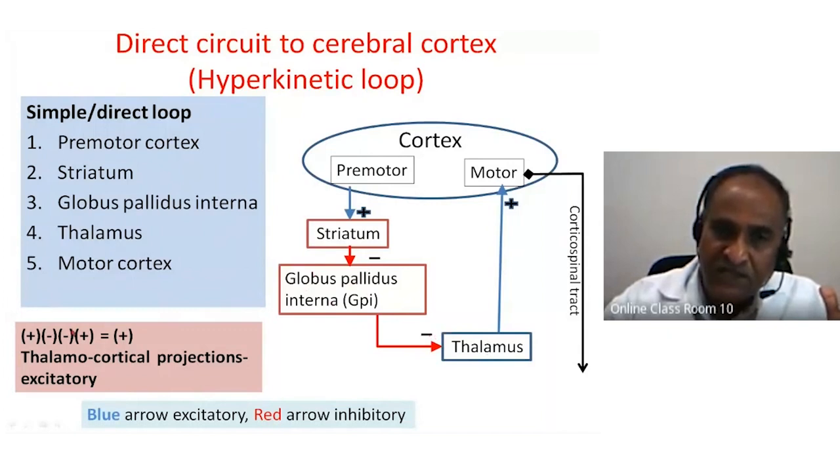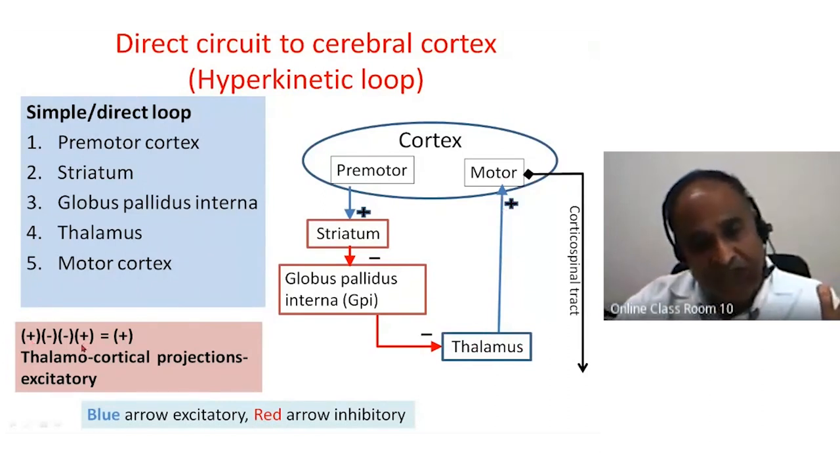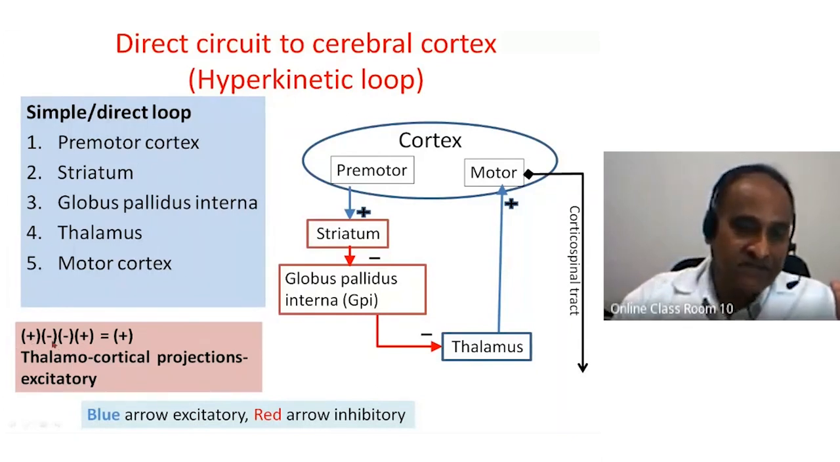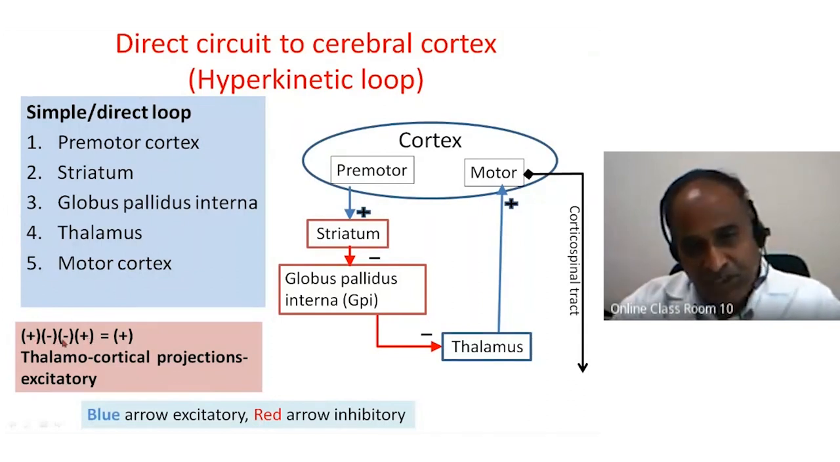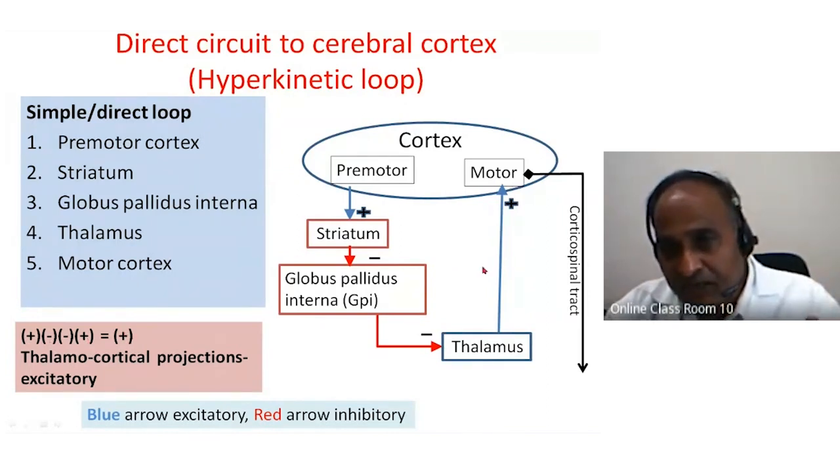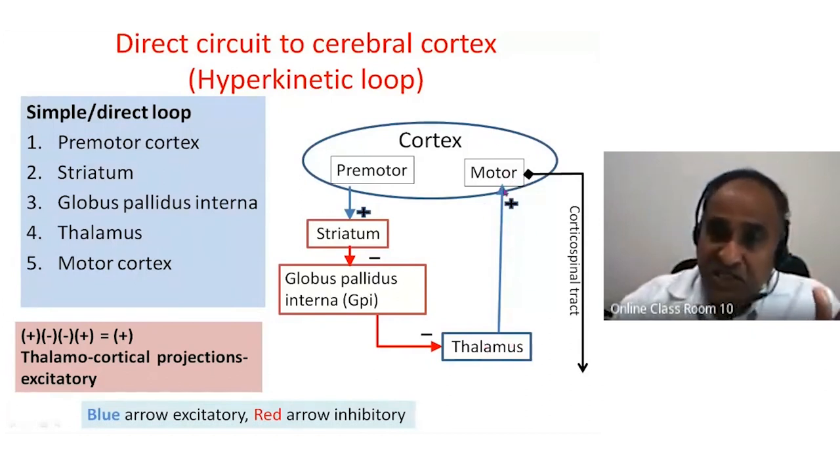This is also inhibitory. This is inhibitory here. So then thalamocortical, this is thalamocortical from the ventroanterior nucleus of thalamus to the cortex. It is excitatory. If you use simple mathematics, the multiplication of all these units, say for example, plus one, minus one, minus one, plus one, the net result is plus. It is excitatory. So the activity going from thalamus to motor cortex is increased.